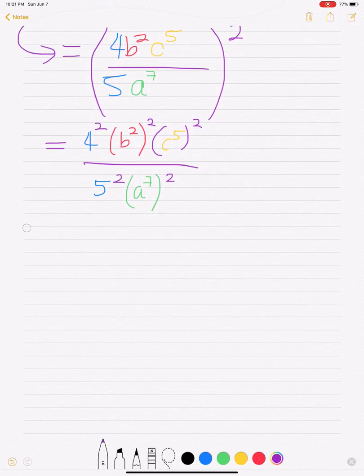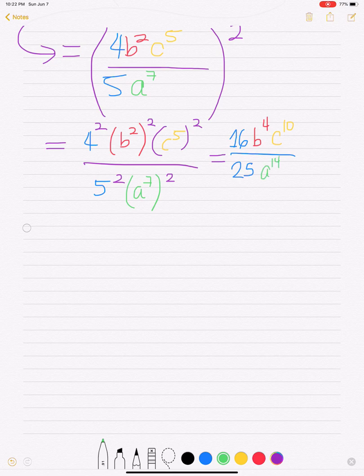So are we ready to do this? What happens when you take 4 squared, first of all? 4 squared is 4 times 4, that's 16. What happens when you take B squared squared? Well, you multiply those exponents, so you get B to the 2 times 2, that's 4. What happens when you take C to the 5th squared? You multiply 5 times 2, and you get the 10th power above the C. 5 squared is going to be 25. And A to the 7th squared, you just multiply those exponents, you get A to the 14th.